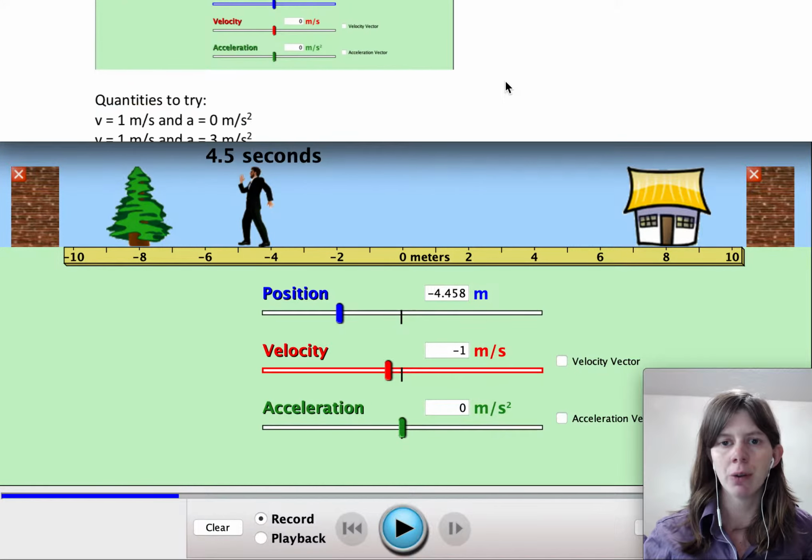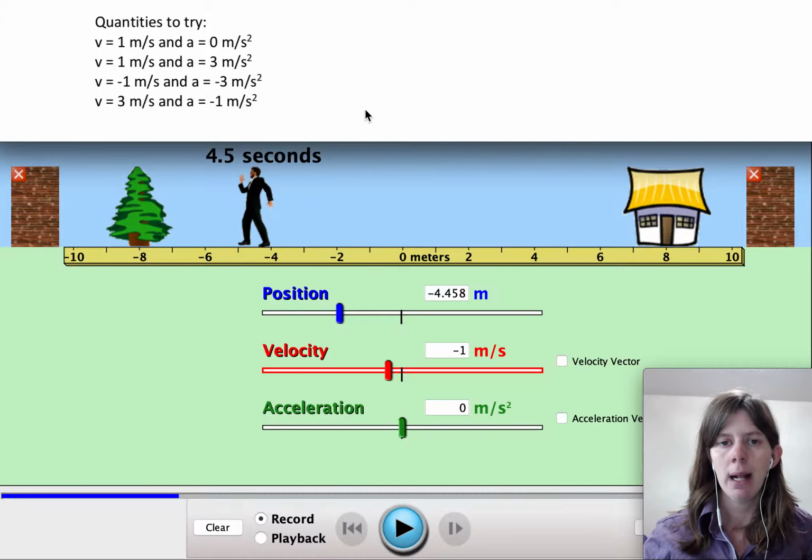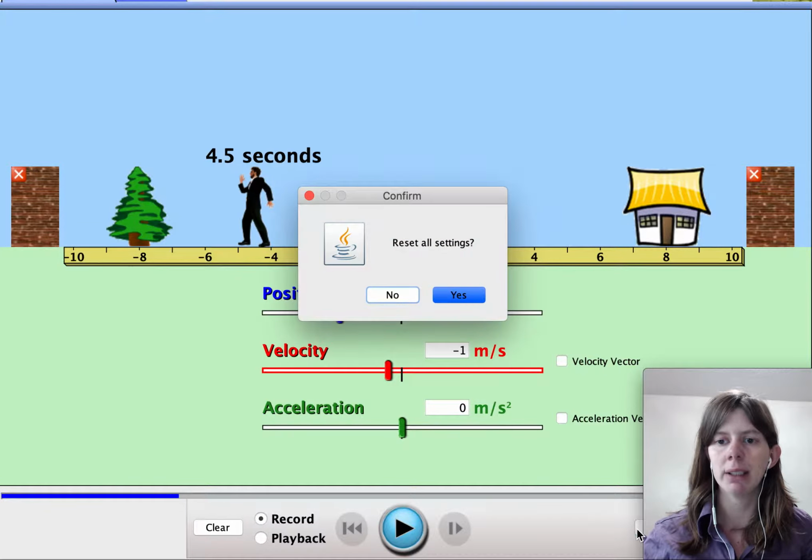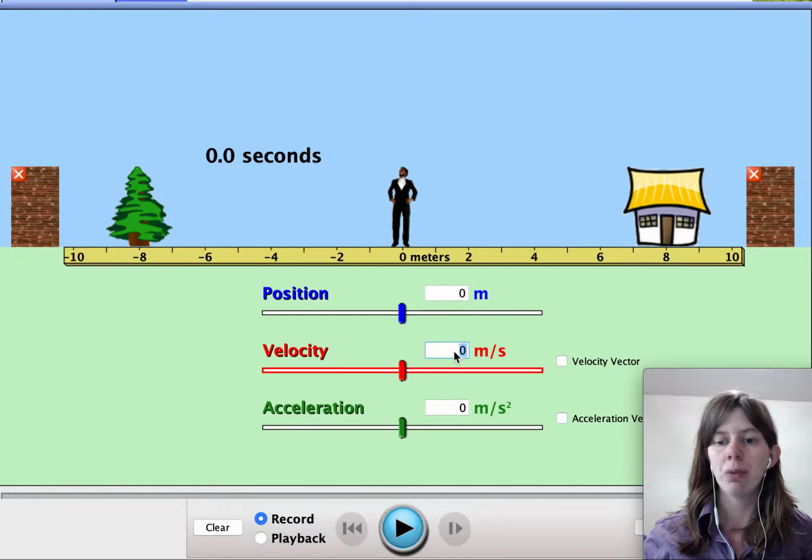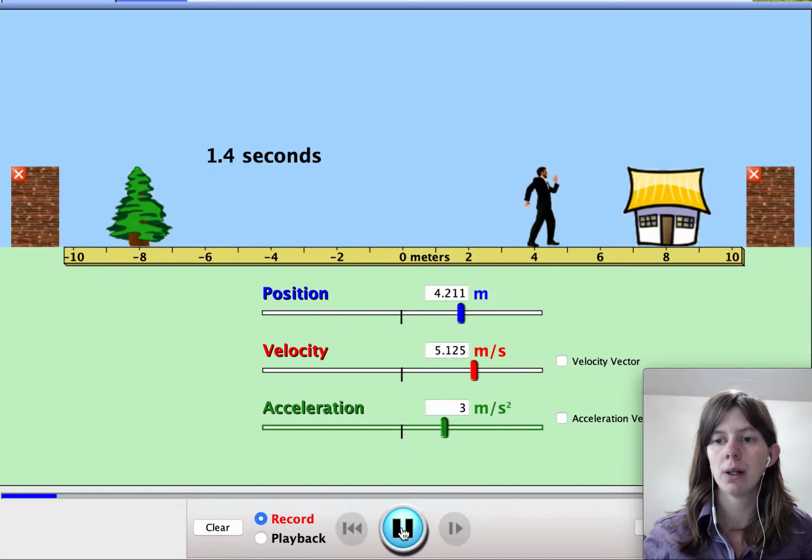I gave myself a few notes here to remember what to try. So let's try velocity is 1 meter per second and acceleration is 3 meters per second squared. When you think about acceleration, you're probably thinking about speeding up, right? You think about in your car, you press on the gas pedal and you speed up. So let's give him a positive acceleration. 3 meters per second squared actually means that every second he's going to speed up by 3 meters per second. So when he gets to the 6 meter mark, it's going to take him less than 6 seconds because he's speeding up. Let's take a look here.